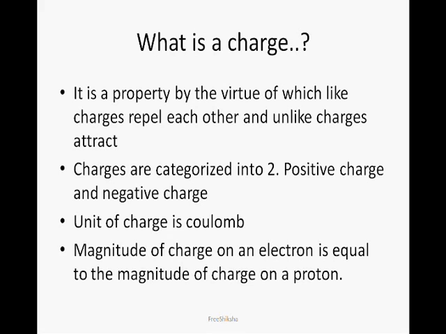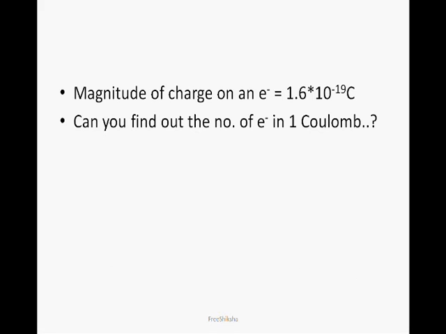The next thing we are going to talk about is that the magnitude of charge on an electron is equal to the magnitude of charge on a proton. This is a fundamental thing: in an atom there are electrons and protons, and if there's one proton and one electron, the charge is going to be equal, that is the observed value. So the magnitude of charge of an electron is calculated to be 1.6 × 10^-19 coulombs, and we need to know this value because it is going to be helpful in solving the numericals.